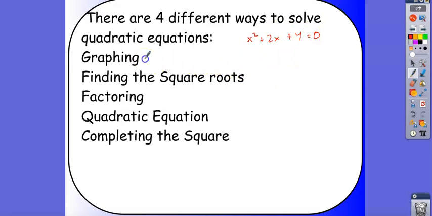Now I'm going to go over graphing with you, and it kind of explains how we do that, but I'm going to do that last, which is not the way I would normally do it. That's where I'm going to do it. Today we're going to do finding the square roots and factoring. And then I have one other lesson. I'm going to go over the quadratic equation. You have to be able to do this in Algebra 2. We do it in geometry. Completing the square we'll do in geometry as well. So you'll get a chance to see it there. Okay, here we go.